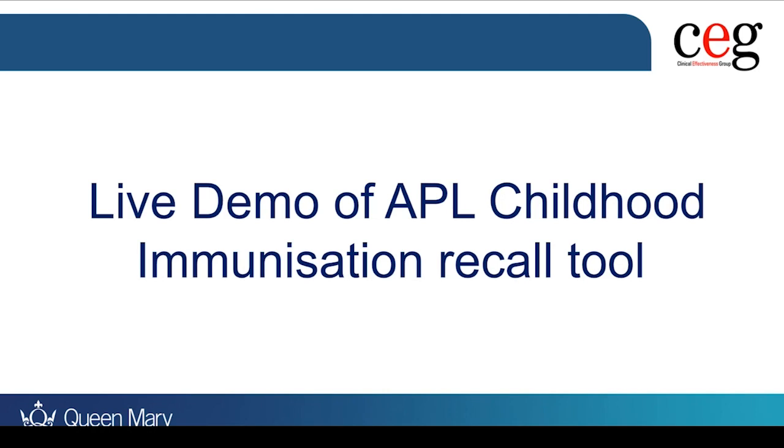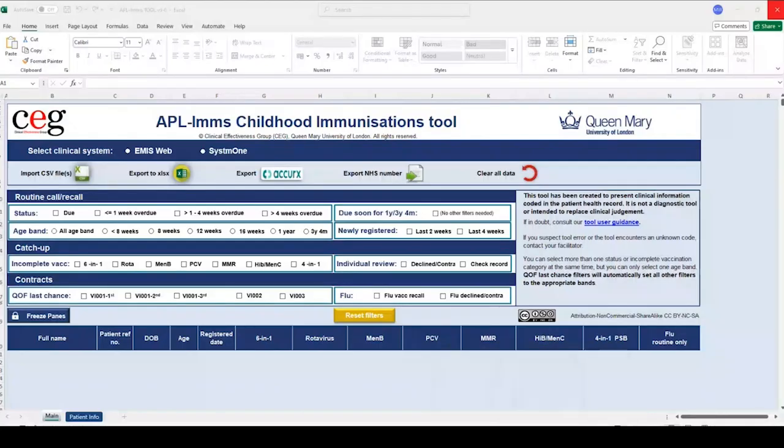Now I'm going to do a live demo. So I'm just going to take over and share my screen. So once you get the APL tool and you open it up, it's going to look something like this. And the first thing you're going to need to do is tell the tool what clinical system you're using, whether that's EMIS or System 1. For this purpose, I'm going to click on EMIS.